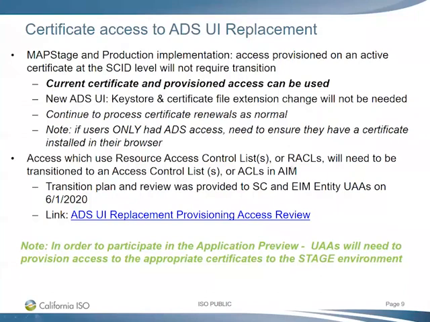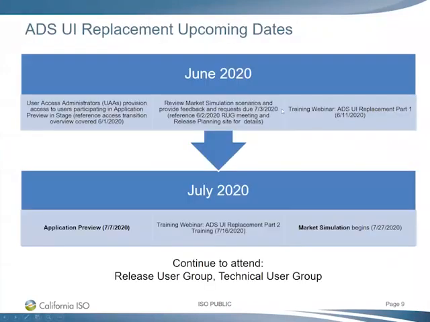Actually, let me just go back to this slide really quick. So the application preview, or that Stage access, will be July 7th. Market simulation will be July 27th. And as far as the market participant portal being updated with the correct link, that is TBD.